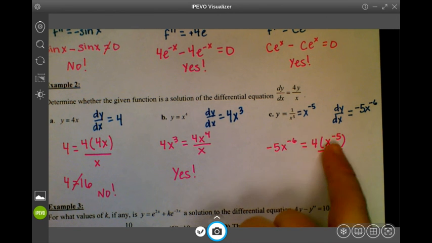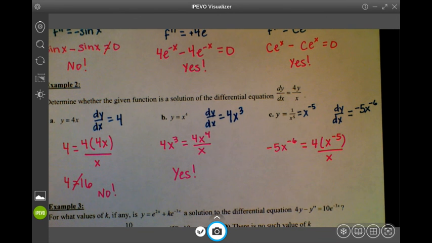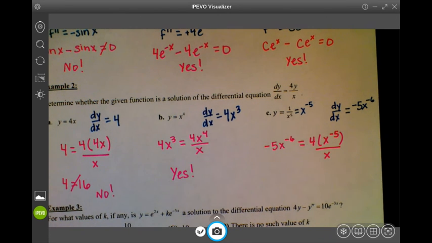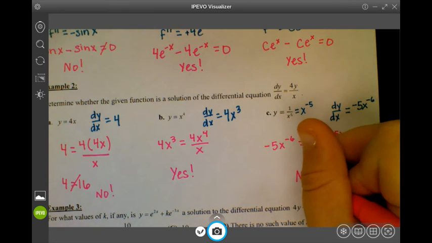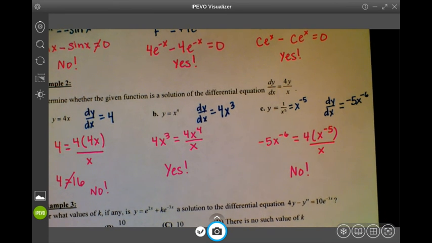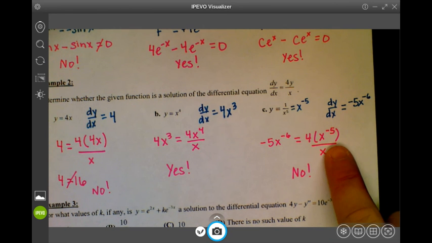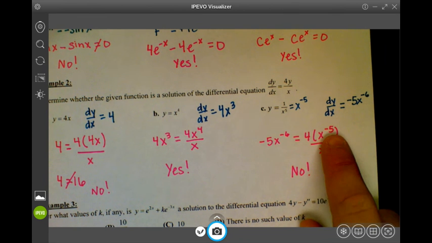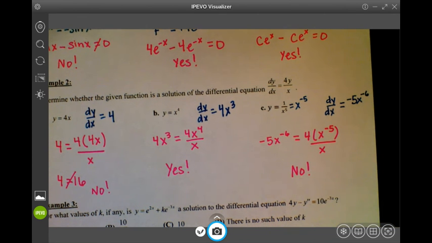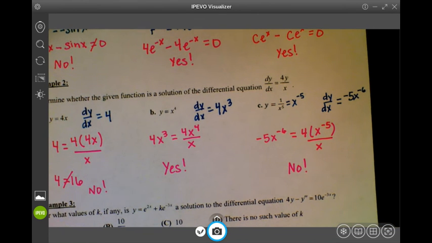And so even if the variables do end up being the same powers, you're not going to have the same coefficients. So right away, you can kind of see, hey, the answer is no. By the way, this is x to the negative 6 and this is x to the negative 6. So the powers were equal. It was the coefficients that were not.